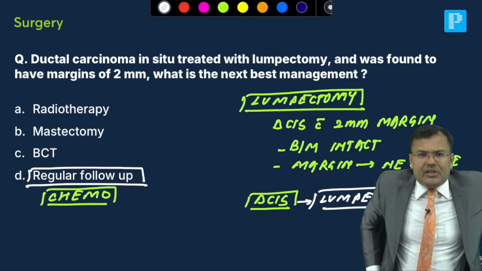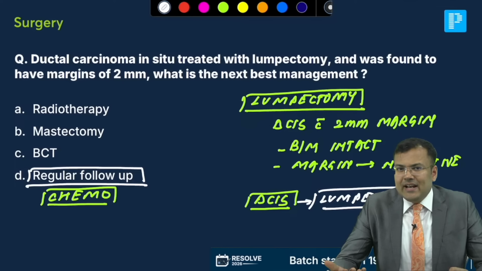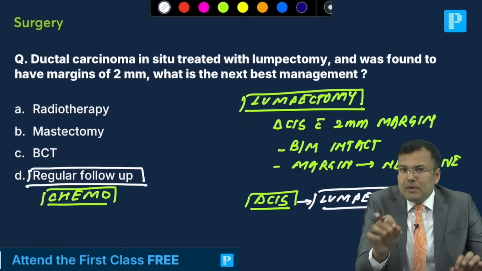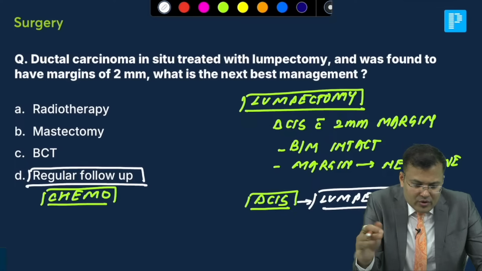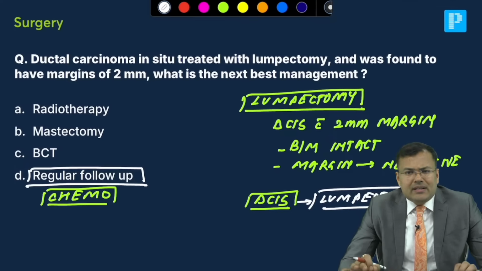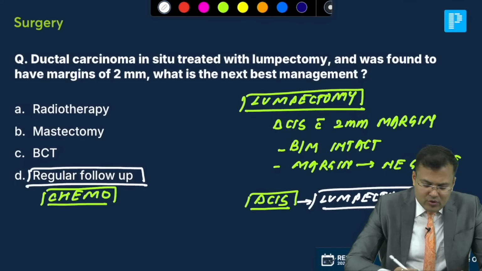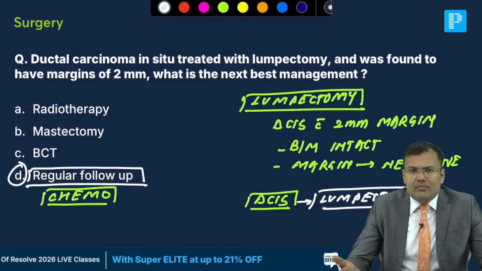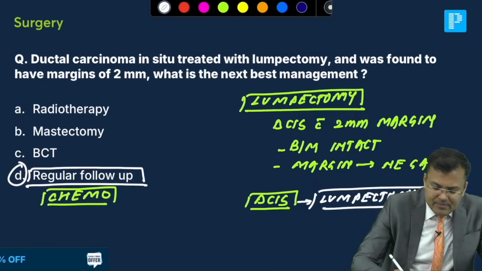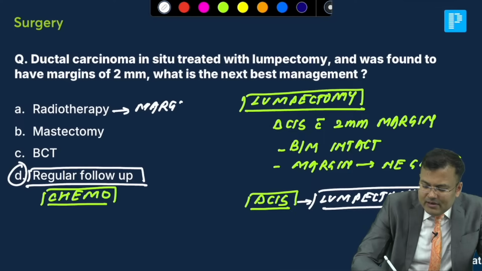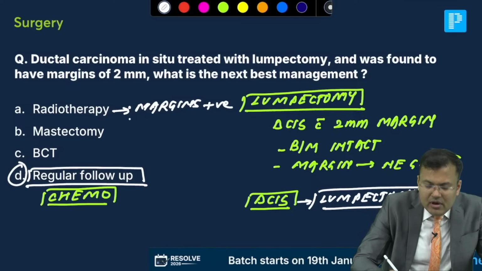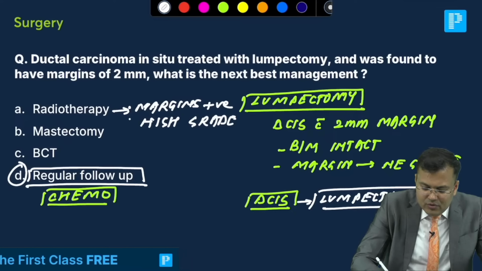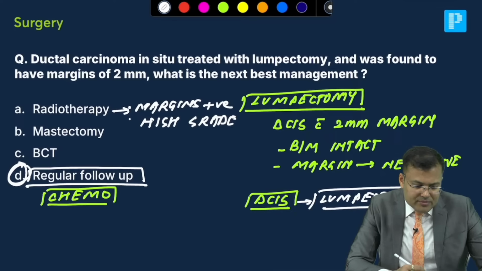Clear? But if in the question it is mentioned that the tumor was high grade or margins are positive, in these cases we will go for radiotherapy. So, everything will depend upon exact language. Okay? So, only conservative, right? If margin is negative, basement membrane intact, then go for regular follow up. And if margins are positive or tumor is high grade, in that case radiotherapy. So, in which case will we give radiotherapy? Whenever margins are positive or tumor is high grade. In these cases we will go for radiotherapy, otherwise here the correct answer will be option D.